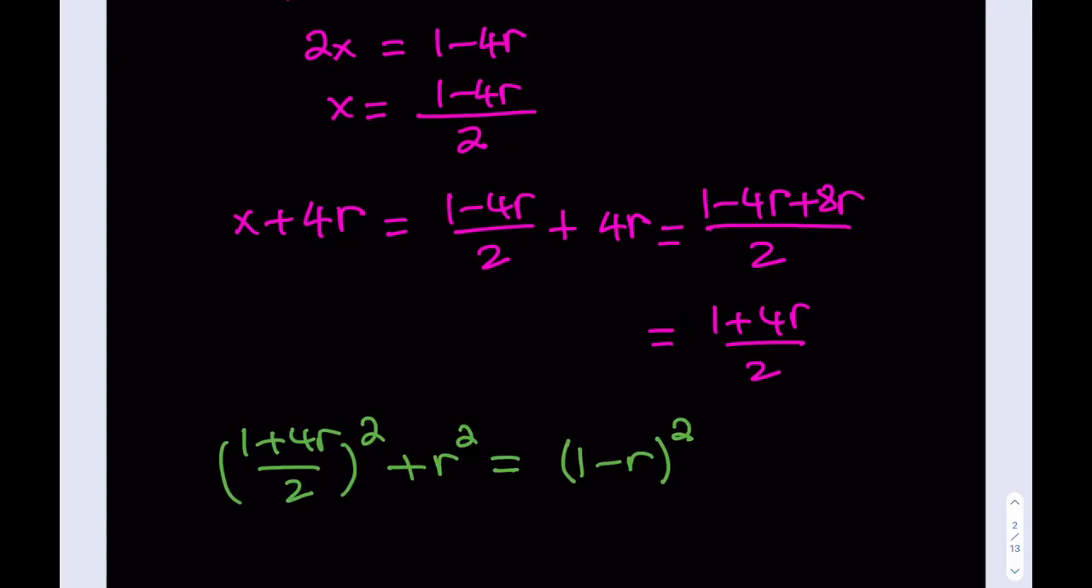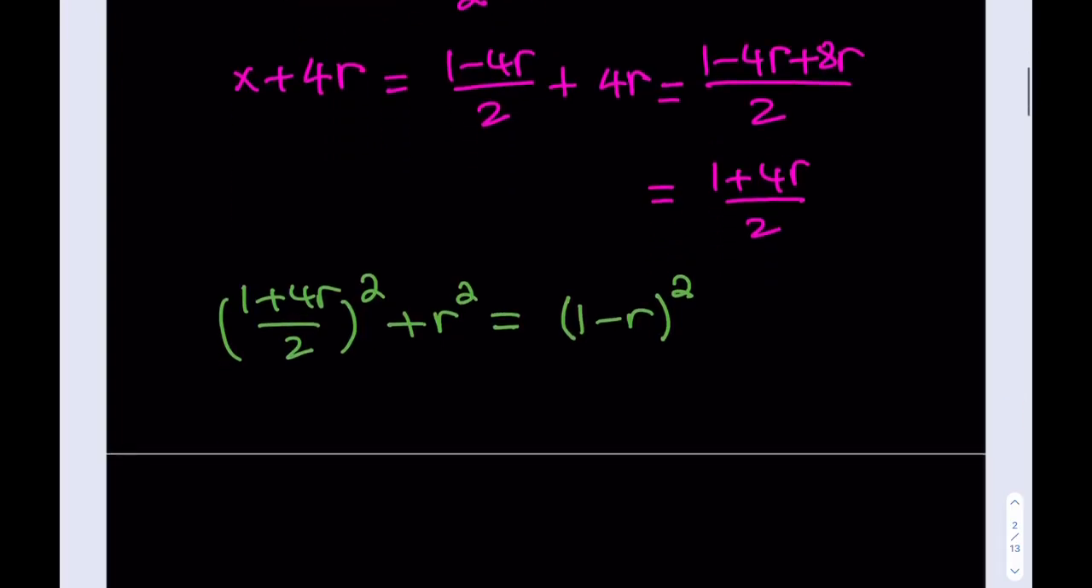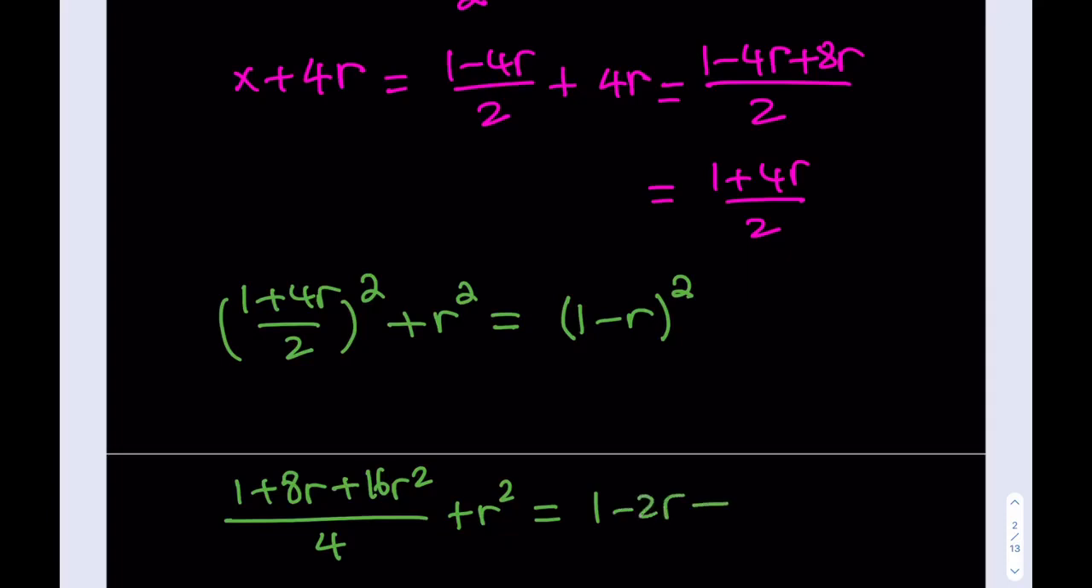How do we proceed? We have to square a quotient here, so it's going to look like (1 plus 4r)squared over 4, which is 1 plus 8r plus 16r squared over 4, plus r squared is equal to (1 minus r) squared, which is 1 minus 2r plus r squared. Obviously, r squared cancels out, which is kind of nice. We still get a quadratic, but it's a little better.